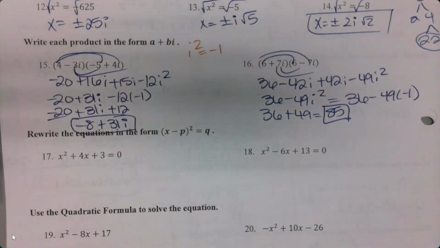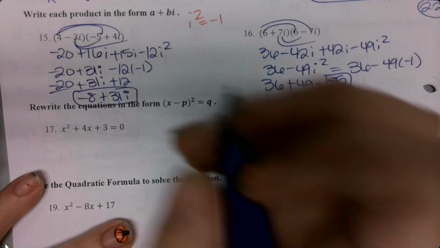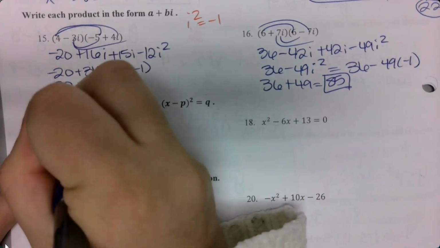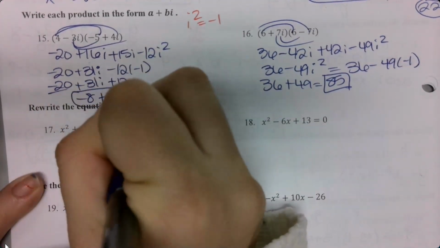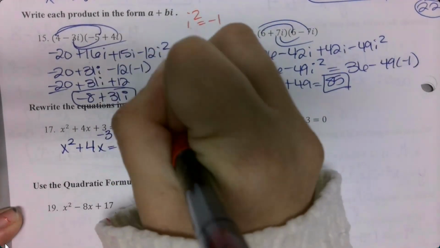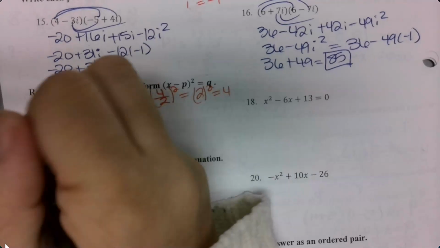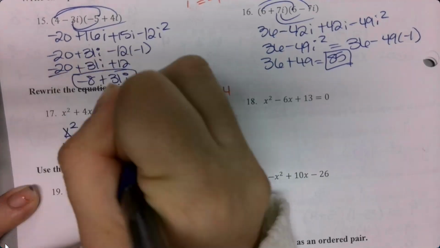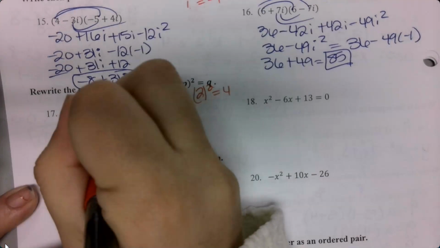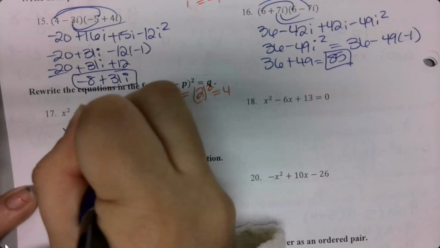This one wants me to write the equation in the form (x minus p) squared equals q. This one is going to need me to complete the square. I want to subtract 3 on both sides. I have x squared plus 4x equals -3. Then I want to find half of my b value. So I'm going to do 4 divided by 2 squared, which is 2 squared, or 4. So I'm going to add 4 to both sides. I have x squared plus 4x plus 4 equals 1.